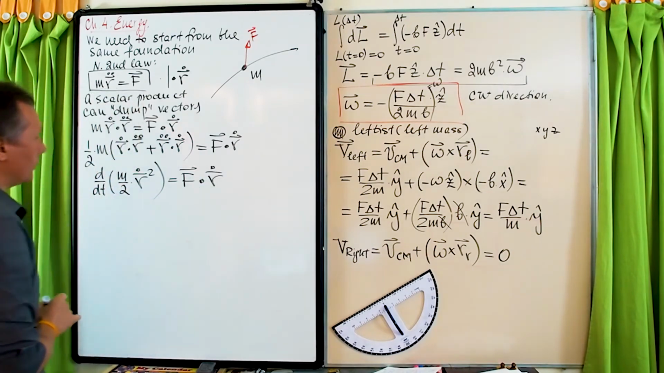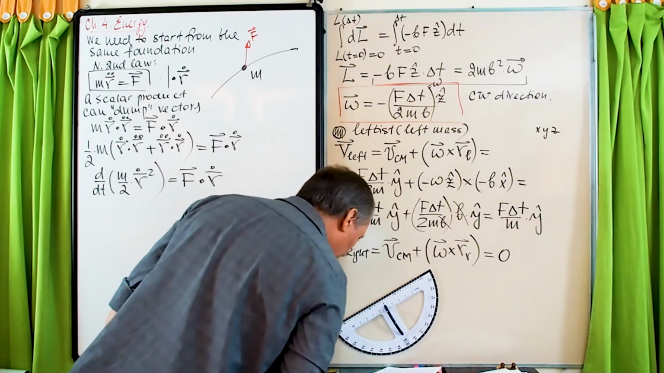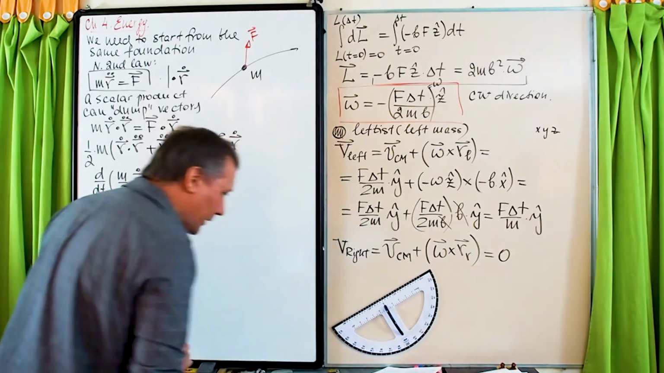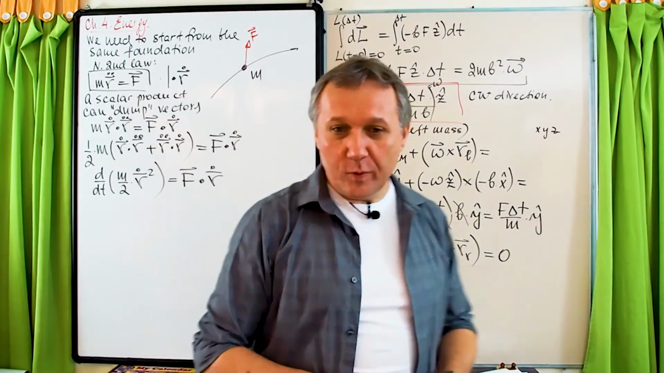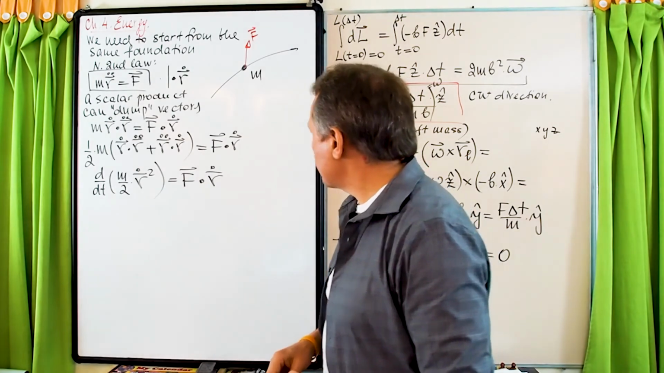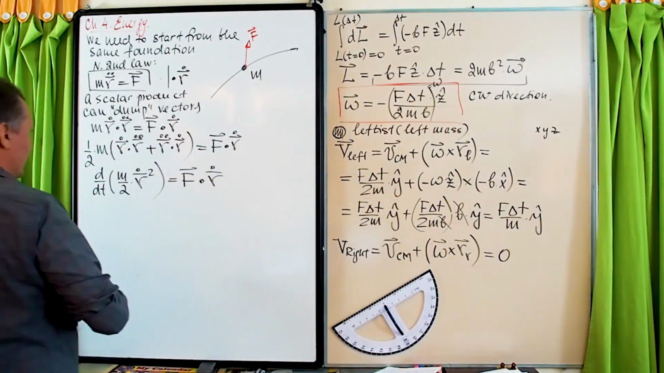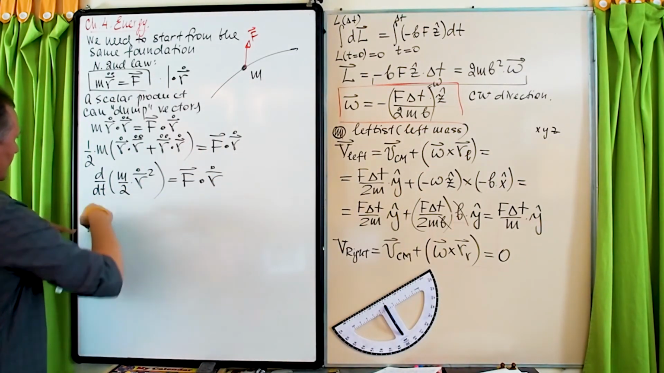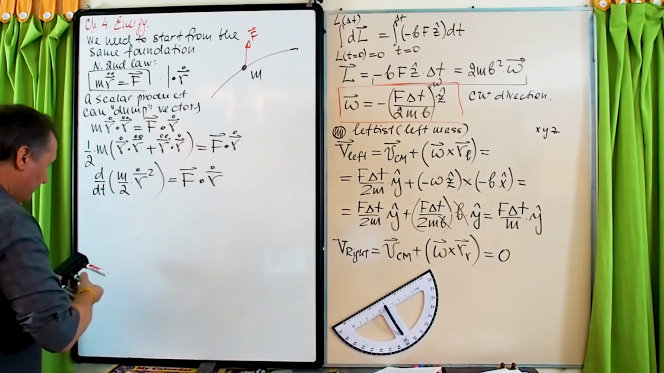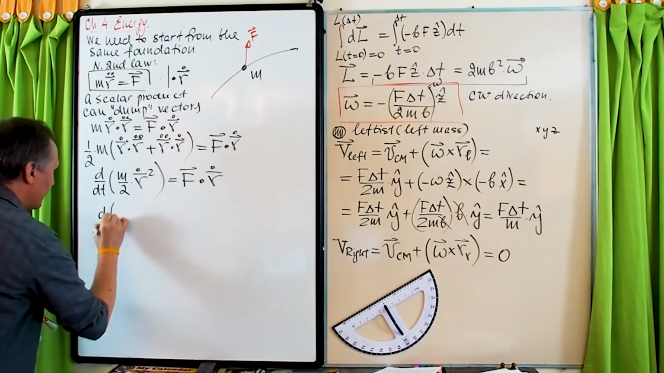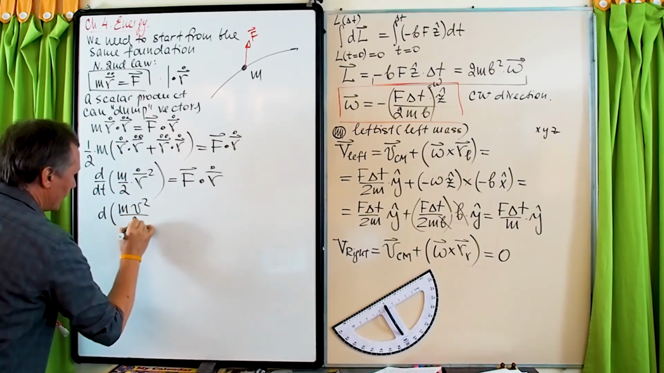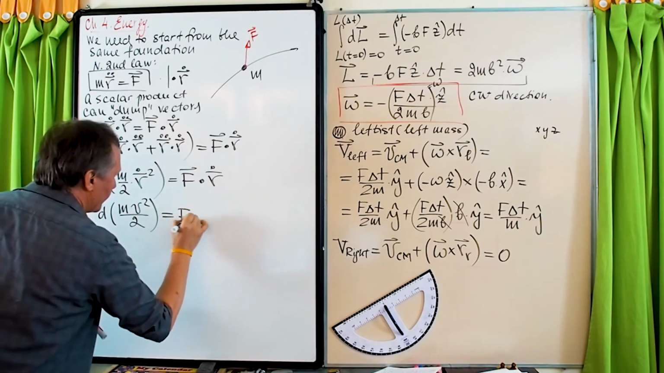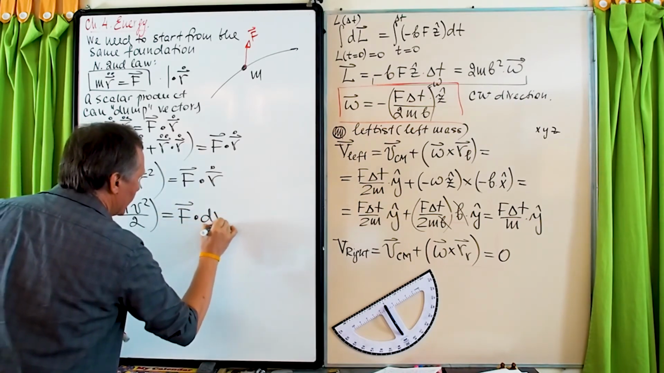r dot. Wait, hold it. No, it's fine. Yeah, that's correct. Started doubting myself slightly. Okay, so first of all, let me drop dt. Here dt and here dt, right? So I will get d of m, and instead of r dot, I will use v squared, v squared over 2 equals f dot dr.